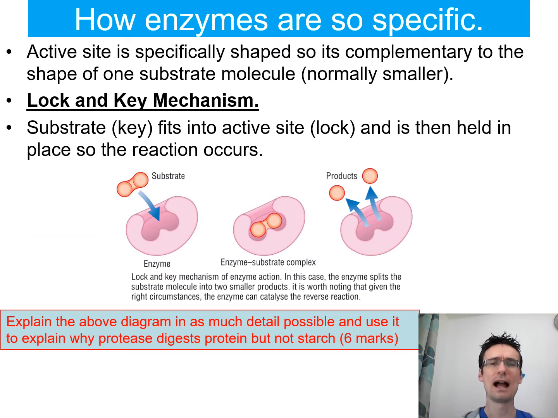So, first of all, let's look at why enzymes are specific. You should hopefully remember from GCSE the lock and key theory, or the lock and key mechanism, and that is the idea that the substrate is like a key that fits into the lock of the active site, and they have a complementary shape to each other. So the word shape there is really important, and basically that explains why enzymes are specific.